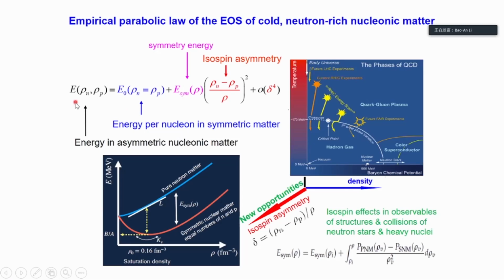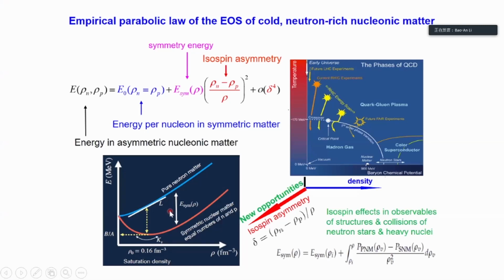If you look at the energy per nucleon in asymmetric nuclear matter, we have this isospin asymmetry appearing here. The coefficient of this isospin asymmetry squared is the so-called symmetry energy. It's basically the difference between energy per neutron in pure neutron matter and the symmetric nuclear matter. So this difference is the symmetry energy.